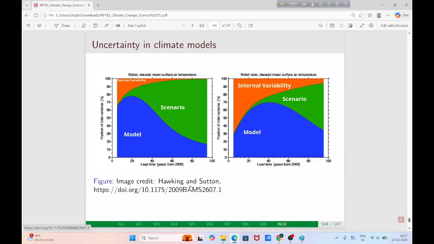Just an image from this particular paper. The model uncertainty decreases in future cases, but the scenario uncertainty increases. That is the highest uncertainty, and internal variability is initially present, but it decreases with respect to time. Same here, the model uncertainty decreases. That is for the global, and that is for the British Isles. In this particular region, internal variability is higher than in the previous picture. But the scenario uncertainty increases with respect to time because we don't have control over the scenario, what will happen. So that becomes the prominent uncertainty in the future.